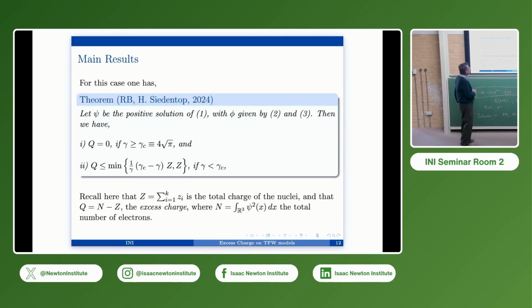And so in that case, the coupling constant plays a fundamental role. And what we managed to prove is the following. If the coupling constant is big enough, and big enough is bigger than this critical value there, 4 square root of pi, then Q is exactly equal to 0. And if gamma is less than the critical constant, Q is bounded by this quantity there. And when gamma is less than the critical constant, we don't have a good estimate for Q. It would be nice to prove that Q is at least linear in C.